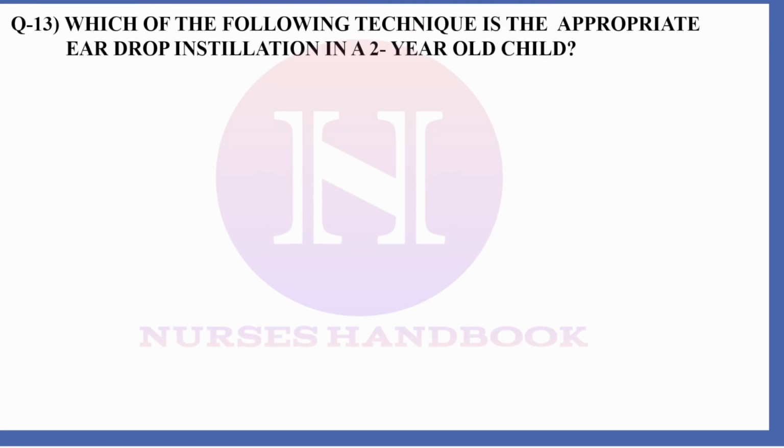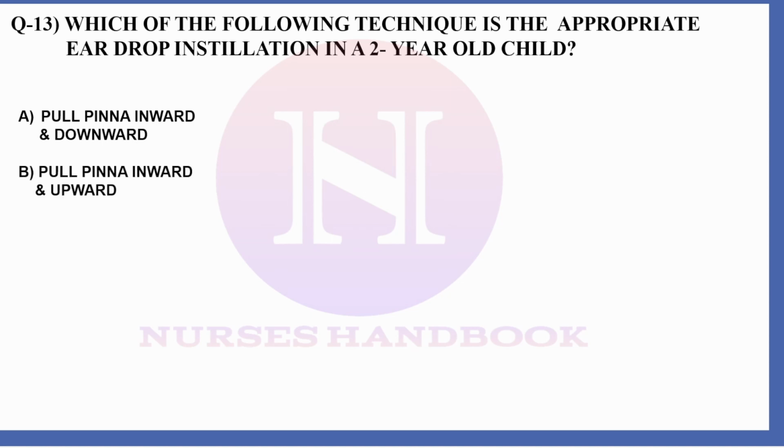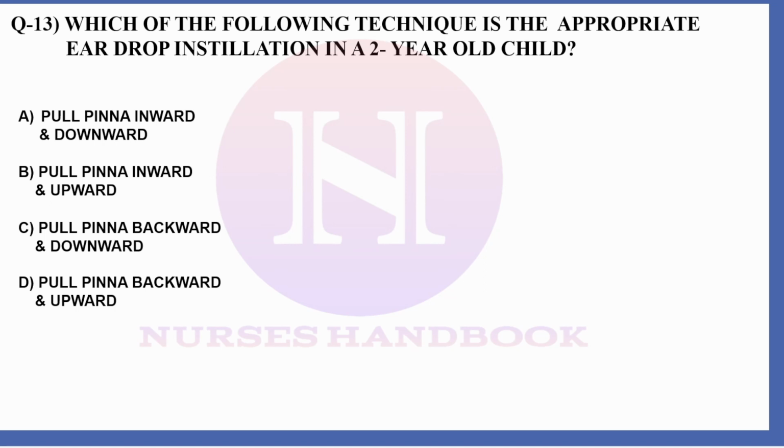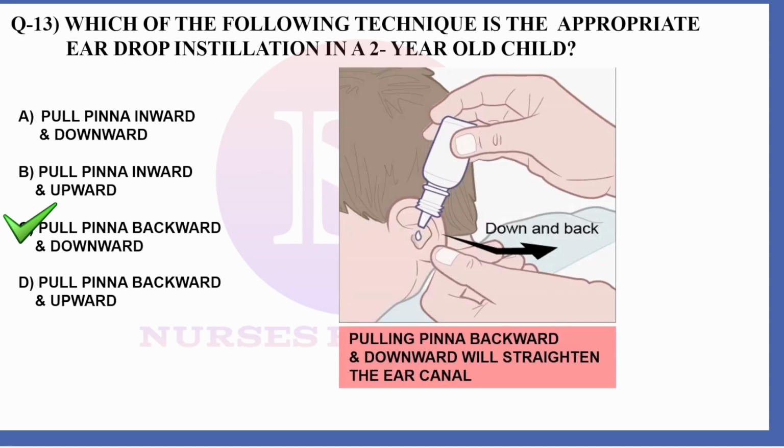Question number 13. Which of the following techniques is the appropriate ear drop installation in a 2-year-old child? Option A, pull pinna inward and downward. Option B, pull pinna inward and upward. Option C, pull pinna backward and downward. Option D, pull pinna backward and upward. And the correct answer is option C, pull pinna backward and downward. Pulling the pinna backward and downward will straighten the ear canal.